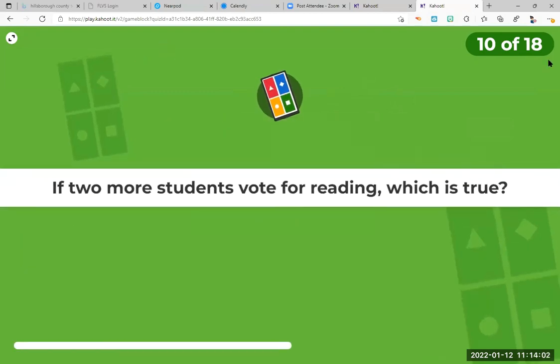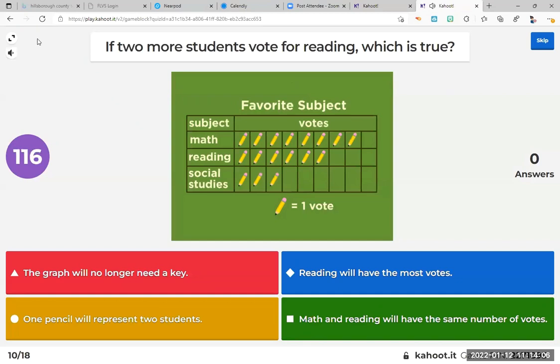Next one. If two more kids vote for reading, can we give them a pencil for a vote? Okay, let's see. Which one of these answers is true? The graph won't need a key anymore. Remember the key at the bottom? Should we get rid of the key? I hope not. How about the yellow?